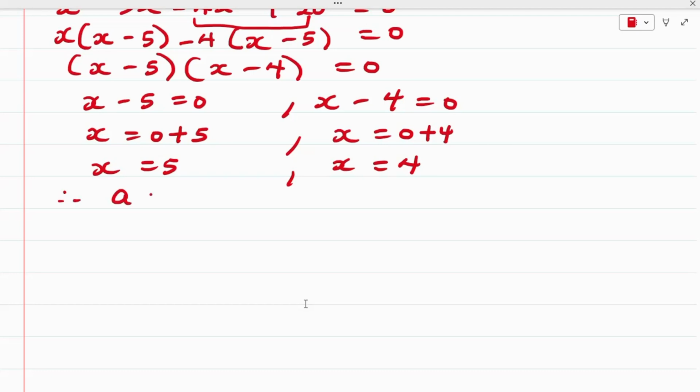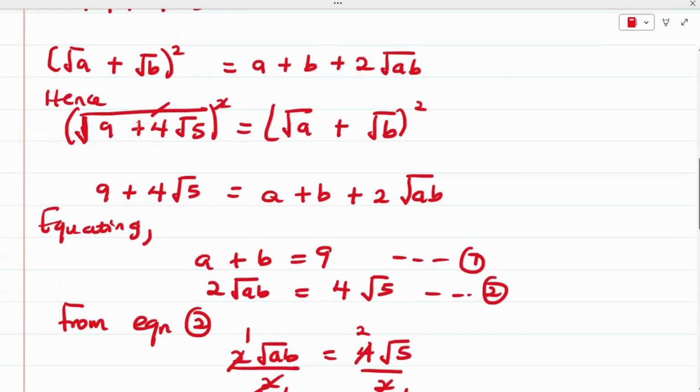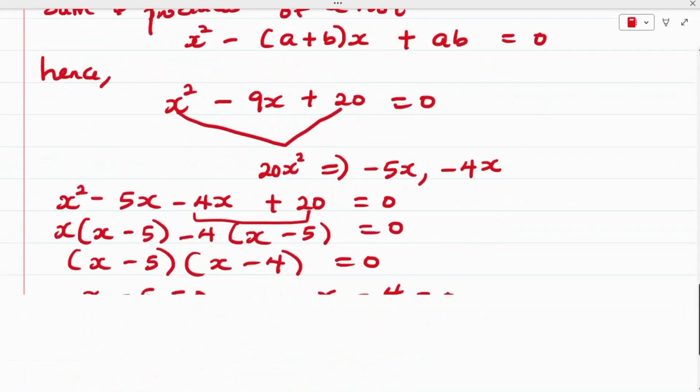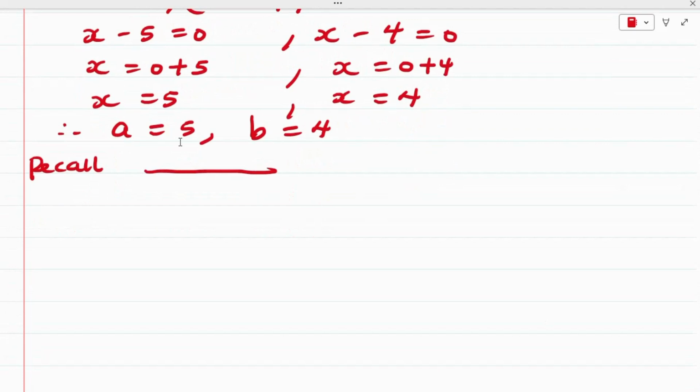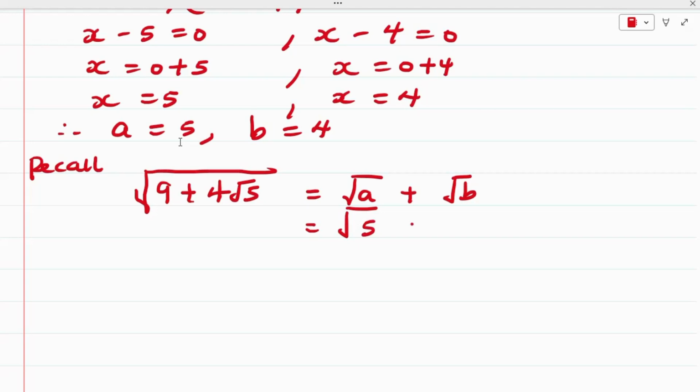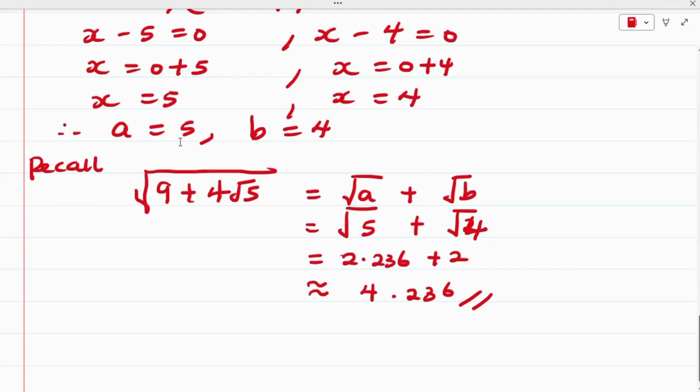So therefore we're going to say a is equal to 5 and b is equal to 4. We want to simply recall that the square root of 9 plus 4 root 5 is equal to the square root of a plus the square root of b, right? So from here we have this to be the square root of a, which is 5, plus the square root of b, which is what? 4, right? So we have that this is equal to the square root of 5, approximately 2.236, plus the square root of 4, which is 2. So adding this, we have this to be approximately 4.236, and this becomes our final answer.